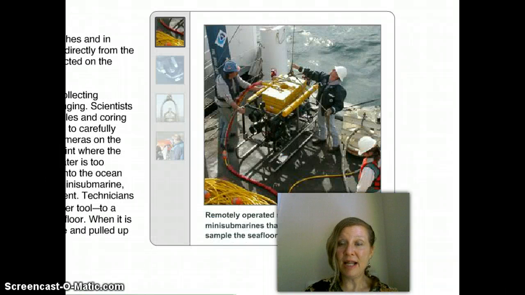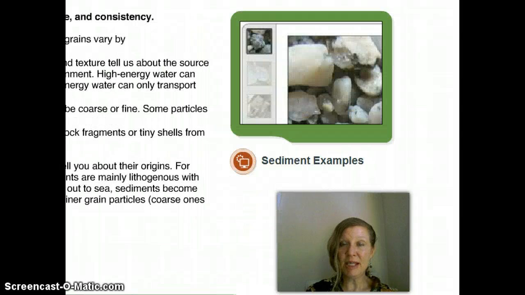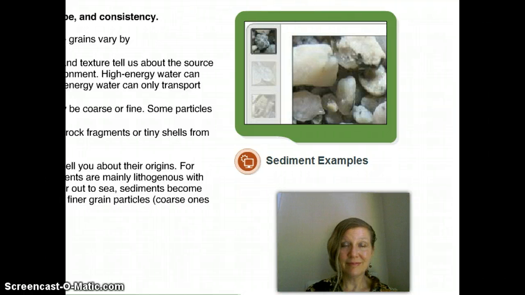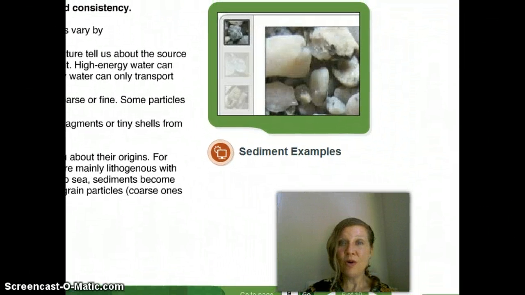Sediments are collected for analysis by scientists, sometimes in submersibles. They actually take a core of the sediments, and afterwards they measure the different types of sediment that are present, like when you're taking a soil sample. Again, the sediments and the grains of the sediments are classified by size and texture, shape or texture, and the composition. And you just learned about the three types of composition: lithogenous, biogenous, or what's the last one?